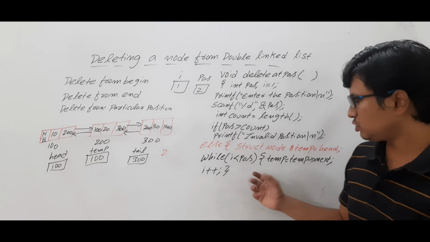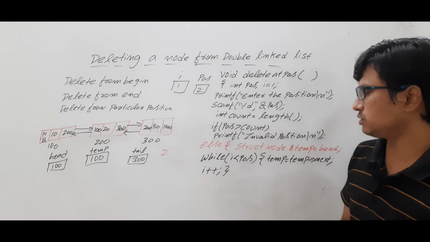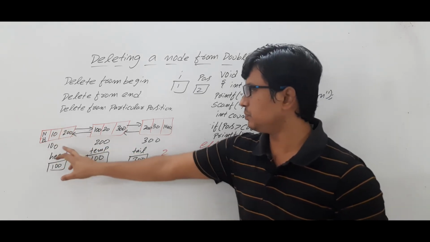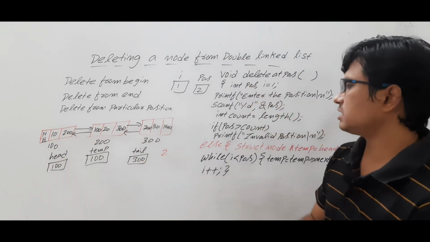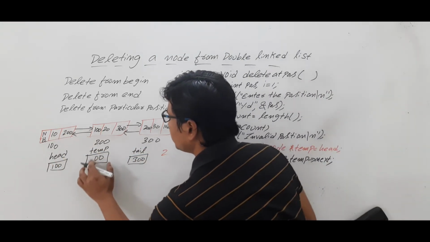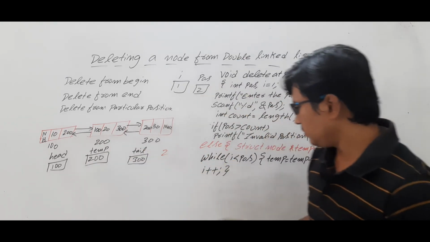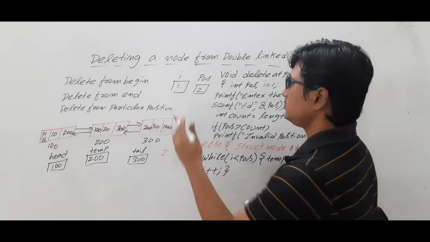If this condition is true, what are the statements? Two statements are there, and you have to execute these two. What is the first statement? Temp is equal to temp of next. Temp is 100, and 100 of next is 200, so you have to assign that to temp. Now temp will be 200, so it is pointing to the second node. Then you have written I plus plus, so now the I value will become 2.